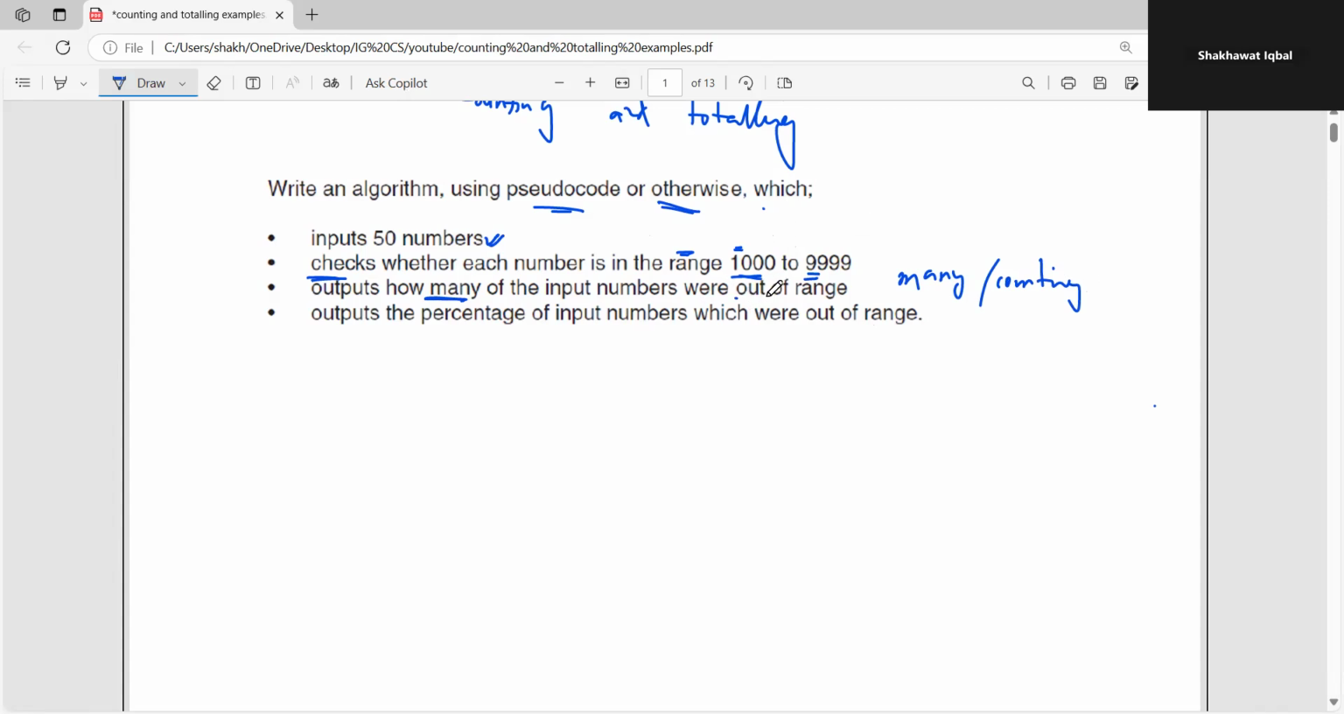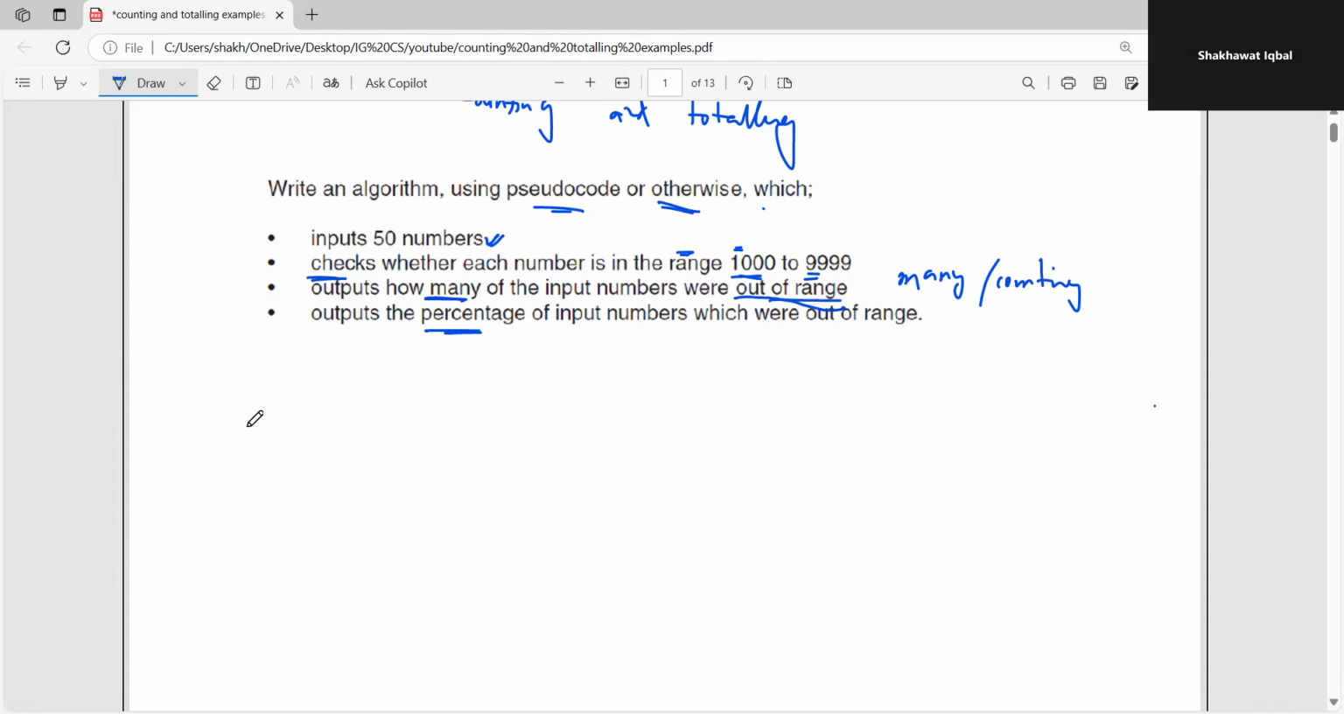Out of range. We need to know which are out of range. That means if the number is less than 1000 or greater than 9999, then it is out of range. How many? We only need to find out one type of number, which are out of range, and output the percentage. Percentage, we will talk about the percentage of input numbers which are out of range.